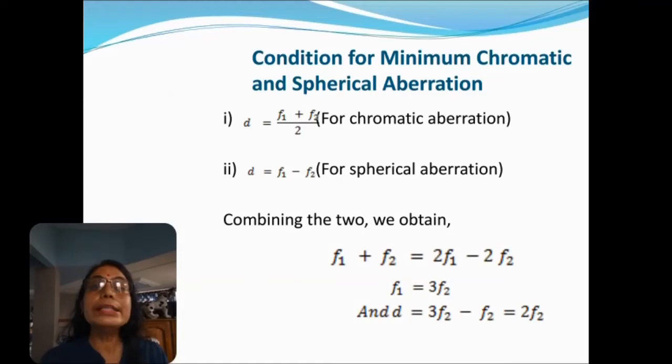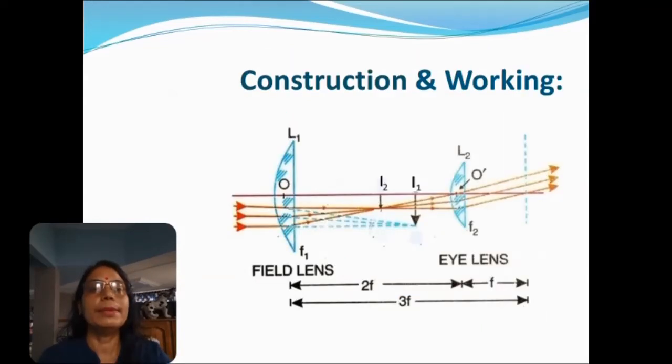Now combining these two equations, we get F1 equals thrice F2 and D equals twice F2. That is, to satisfy the condition for minimum chromatic and spherical aberration, the focal length of the field lens should be 3 times the focal length of the eye lens. And the distance between the two lenses is twice the focal length of the eye lens. The Huygens eyepiece is constructed on this principle.